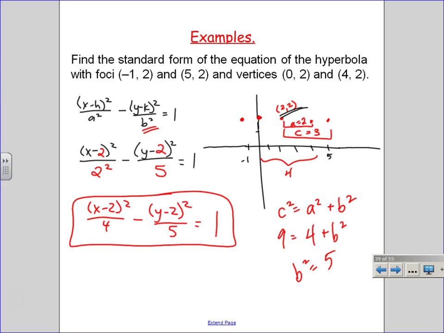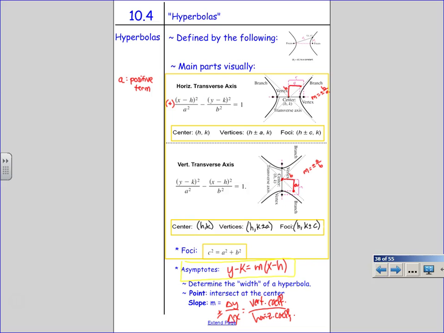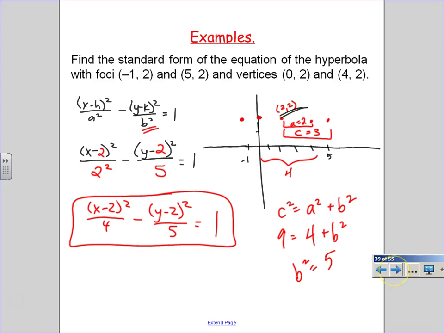So once I found 2, 2, coming back to our yellow box, remember A is how far from the center to the vertex? And then C is how far from the center to the focus? And so what I did is I looked at my points and I said, okay, how far away is 2, 2 from 4, 2 or 0, 2? And I saw that change in 2 either way. And then I thought about 2 or negative 1, 2, and I saw that change of 3. Is that cool?